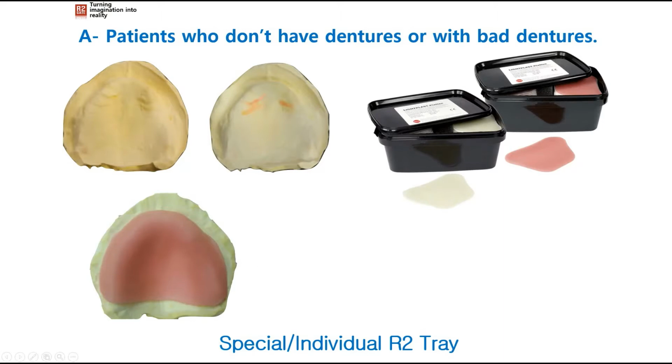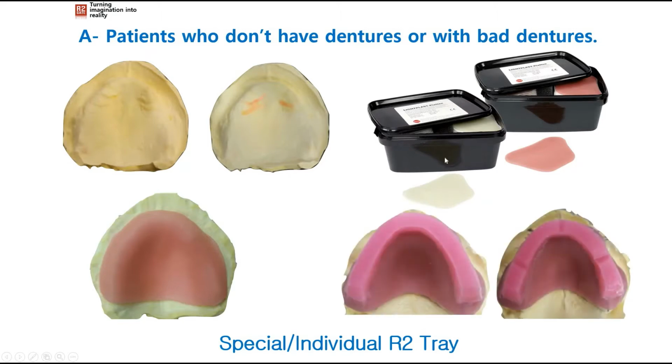The idea here is the standard R2 tray will not fit in a fully edentulous patient's mouth. We need to fabricate a special R2 tray. In order for us to do that, we use a certain type of triad which is actually radio opaque. So you see here, this is how we make a standard special tray for the patient, just like we usually do special trays for impressions. This special tray was made with this special radio opaque triad, and on top of that we put a layer of wax, and this looks like a bite block.